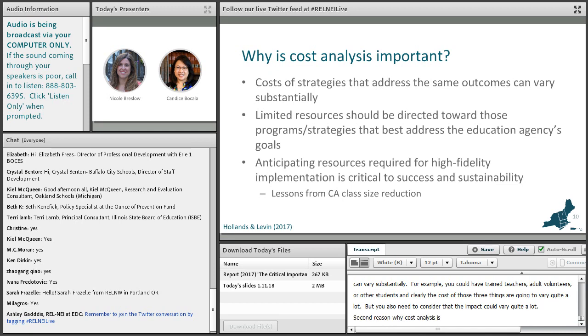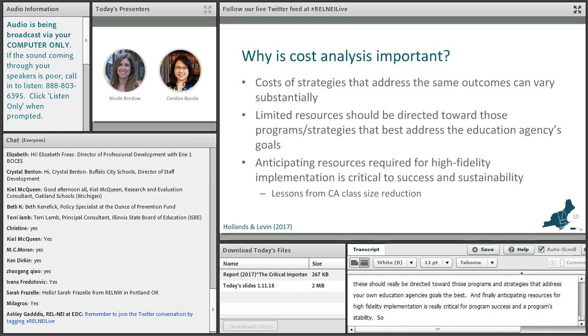Second reason why cost analysis is important is because our resources are limited, and these should really be directed towards those programs and strategies that address your own education agency's goals the best. And finally, anticipating resources required for high fidelity implementation is really critical to program success and to program sustainability.